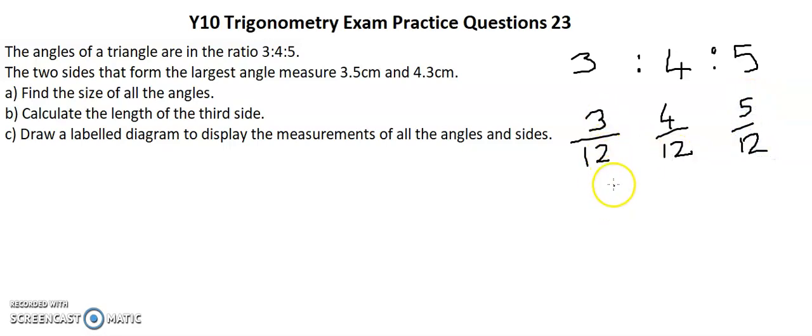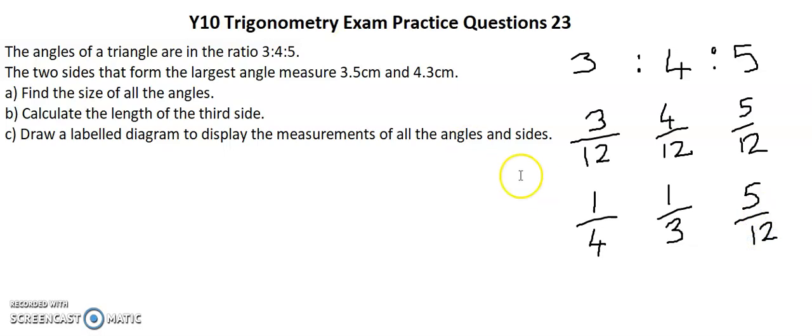I could simplify some of these. 3 over 12 has a common factor of 3. So 3 divided by 3 is 1, and 12 divided by 3 is 4. Likewise, with 4 over 12, a common factor is 4. 4 divided by 4 is 1, 12 divided by 4 is 3. So now they are in simple form.